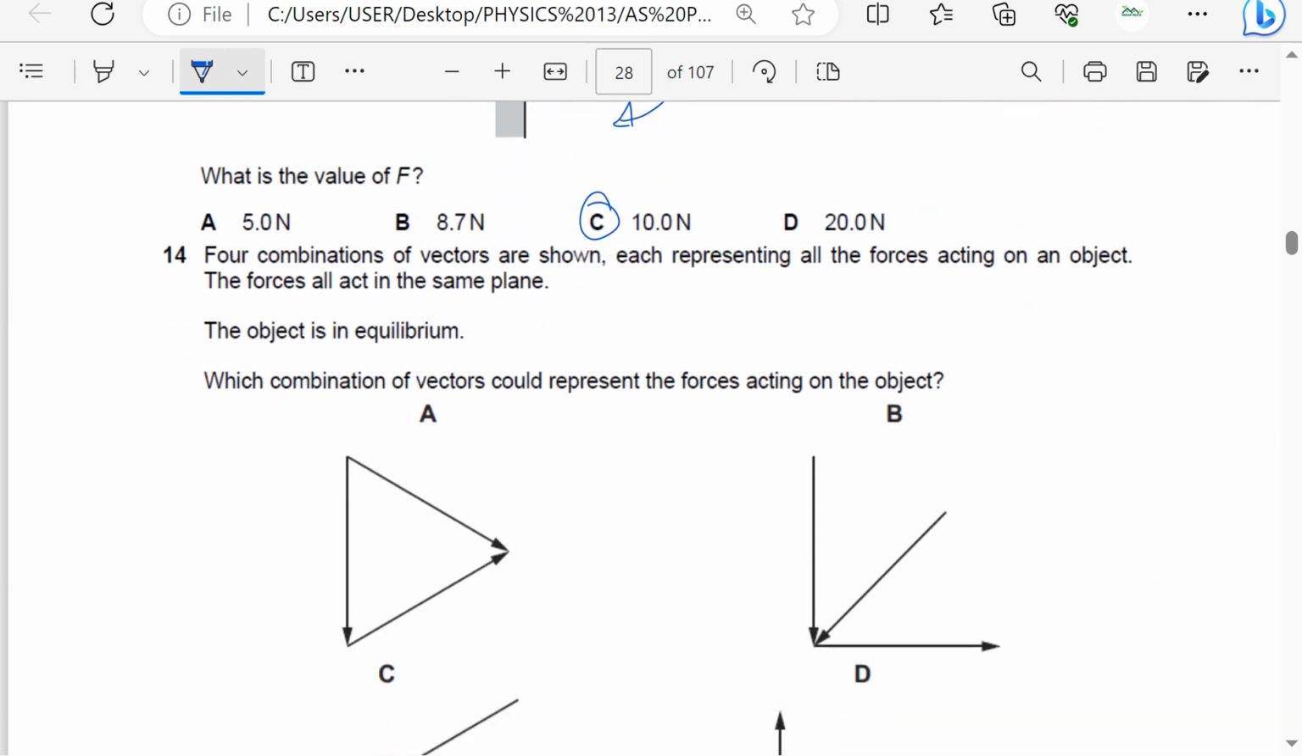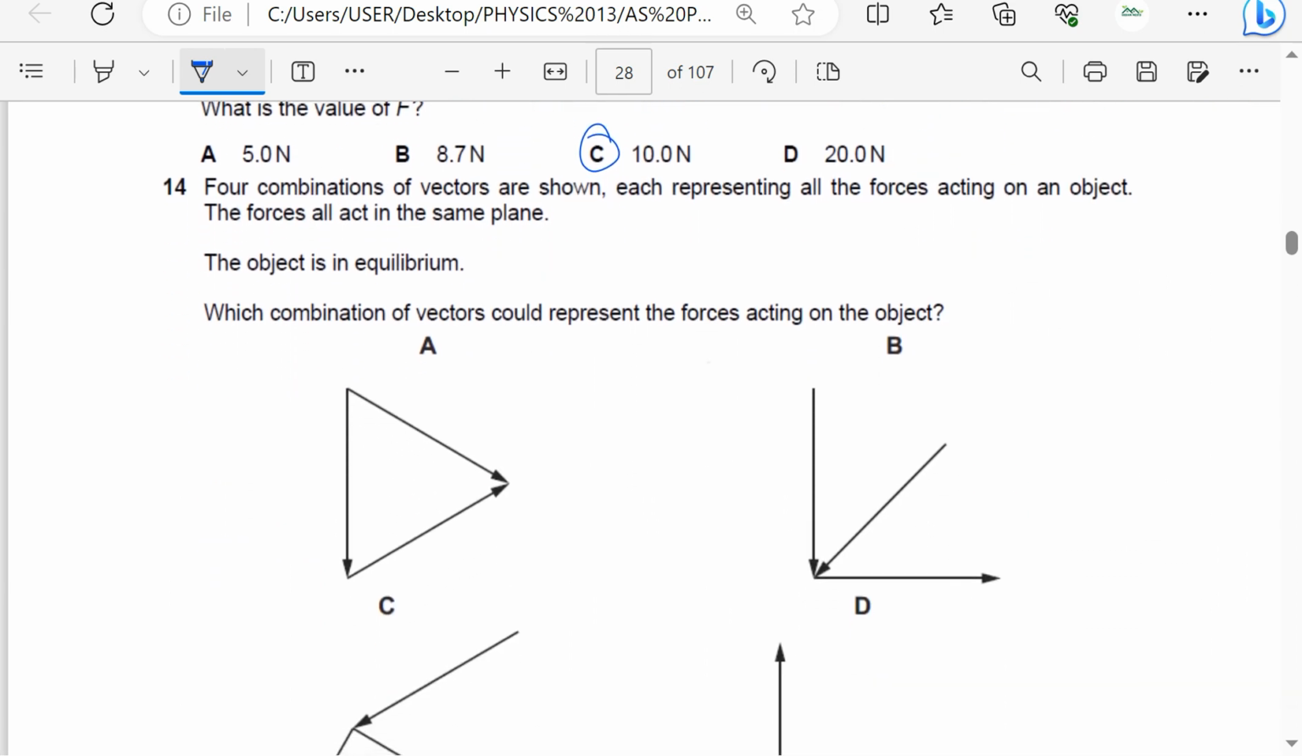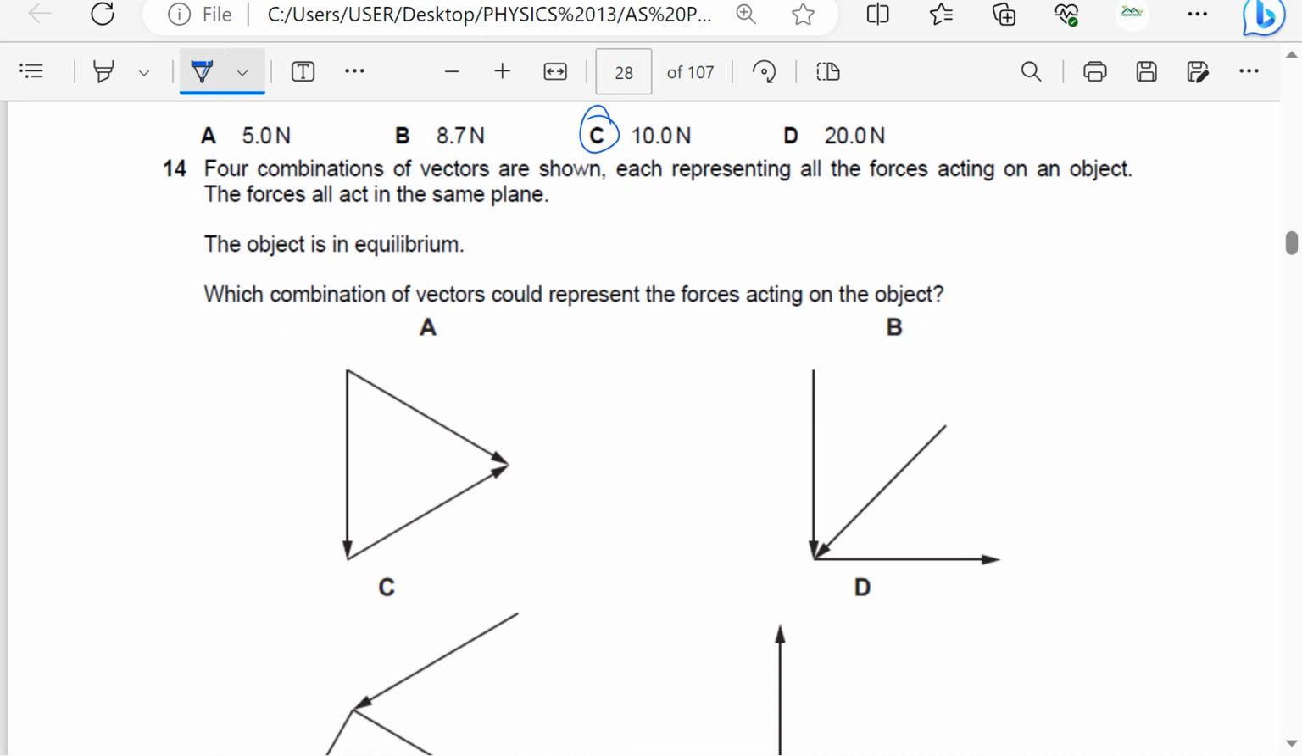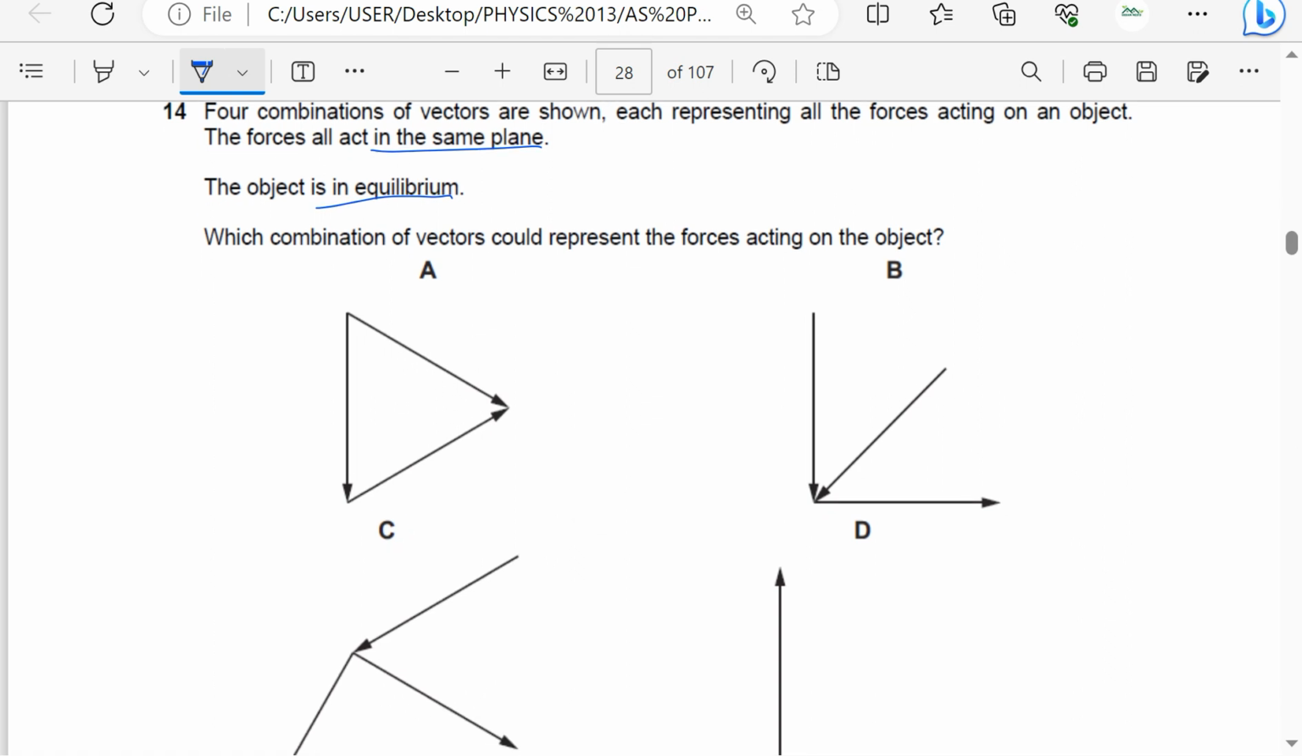Four combinations of vectors are shown, each representing all the forces acting on an object. The forces all act in the same plane. The object is in equilibrium. If it is in equilibrium, if there are three forces, they form a closed triangle. That is obvious. Which combination of vectors could represent the forces acting on the object?